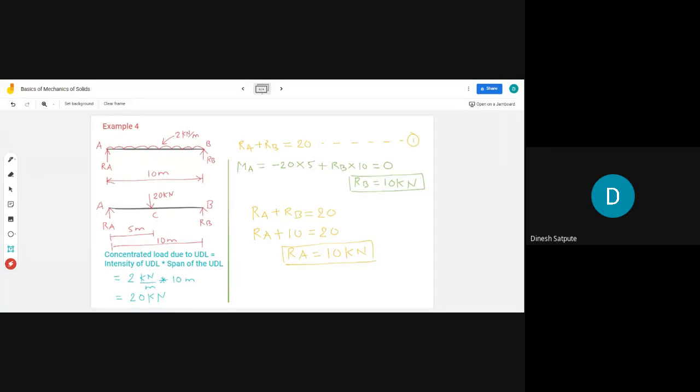So this is how we can calculate the reactions in case of uniformly distributed load. Now we will see somewhat more typical numerical than that of this one. This was very simple. So we'll go for a little bit higher difficulty of numerical. So if you want to have screenshot of this, you can take it and we'll go for next.